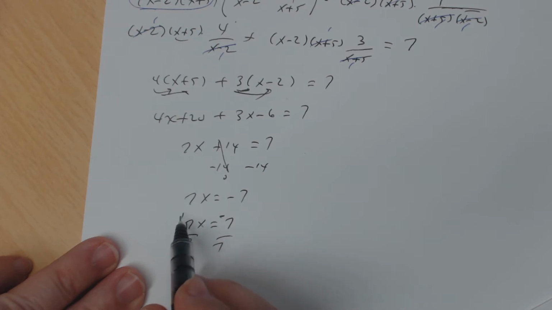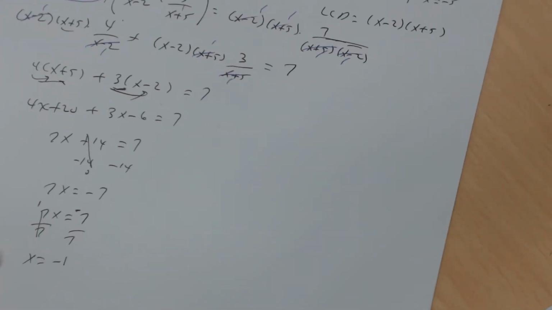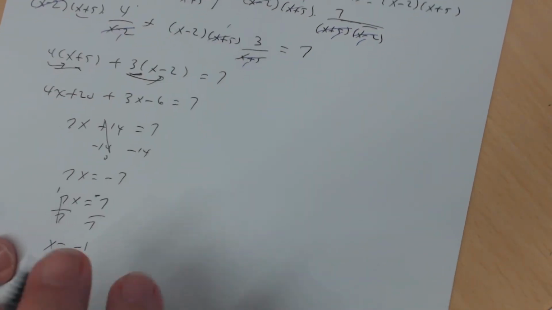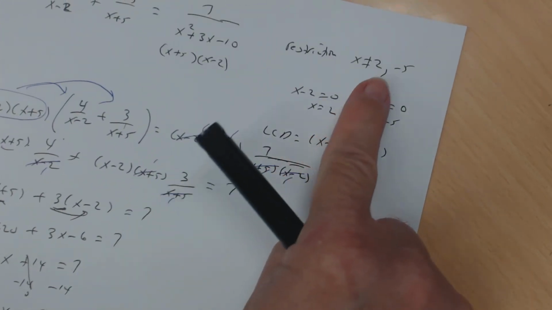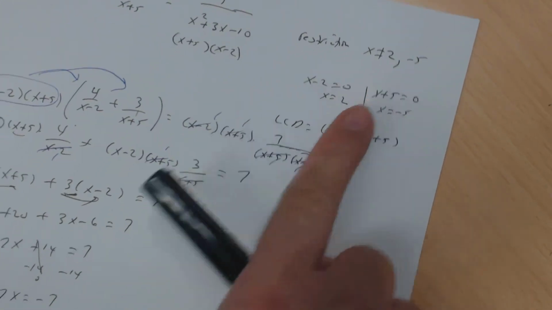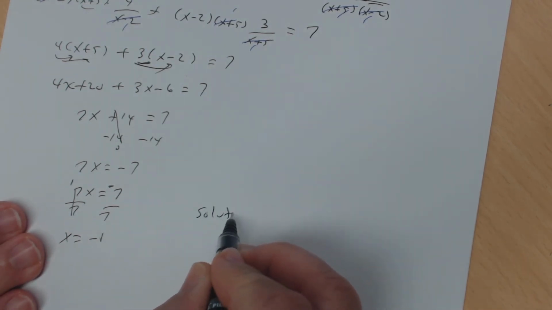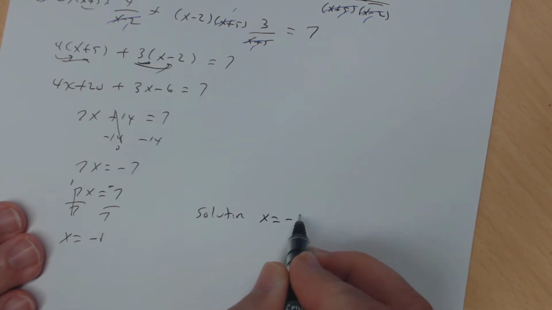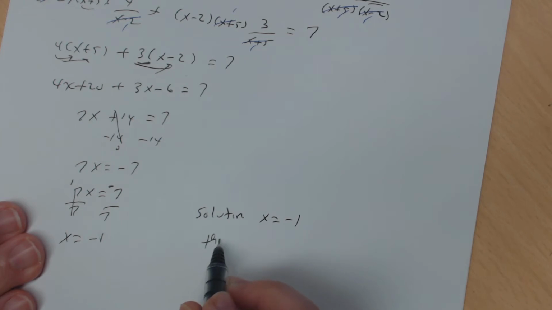7 divided by 7 is 1. 1 times x is x. A negative 7 divided by positive 7 is a negative 1. Now notice that I solved this equation and I got negative 1. And I notice that negative 1 is not a restriction, so I have a solution. I have at least one solution, one real number. So my solution is x equal negative 1. Now since I have at least one solution, we're going to say this equation is a conditional equation.